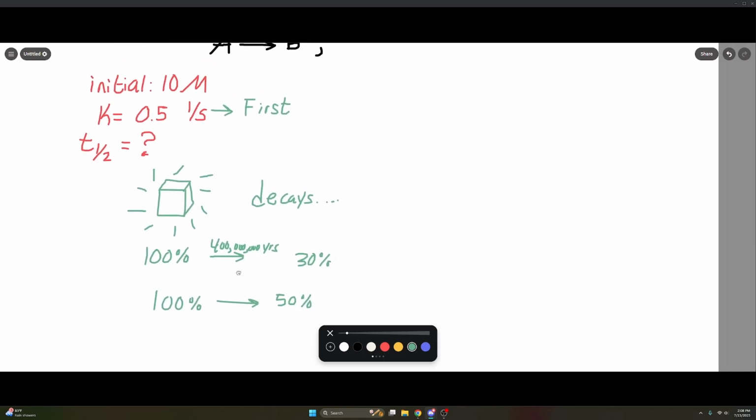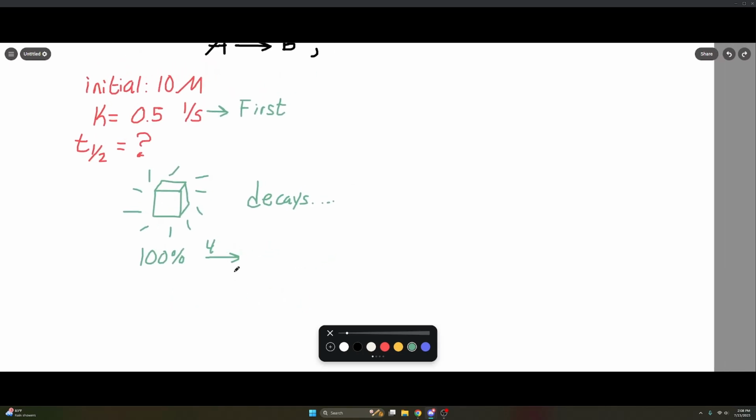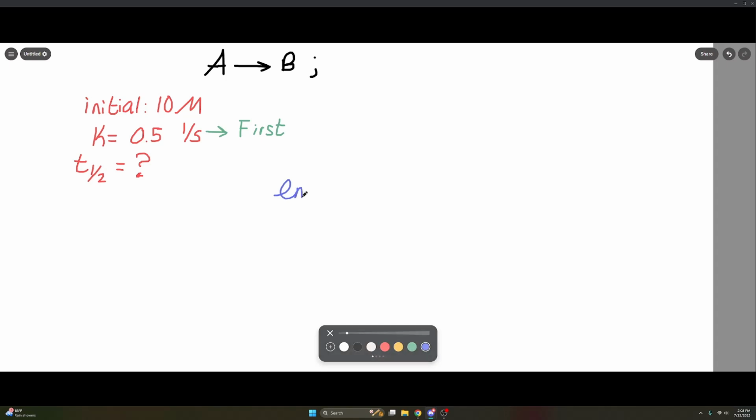Okay, how the heck do I calculate that? Because let's take a step back. Well, it's first order, right? And based on the last question, I'm probably just going to use that same integrated rate law. So ln of my A final equals negative KT plus ln of my initial, right? That's the same formula. Let's just plug and chug.